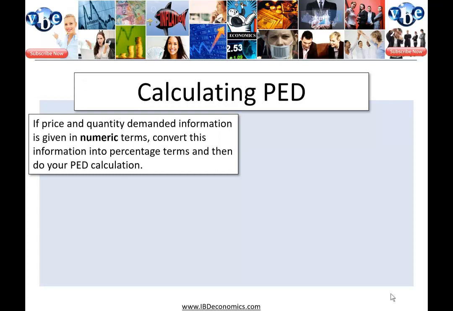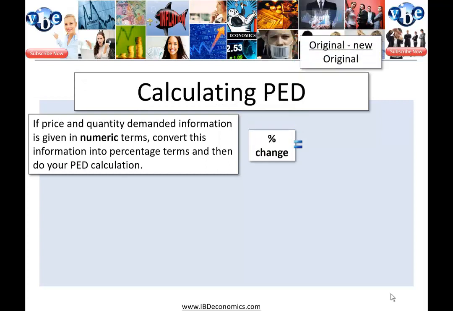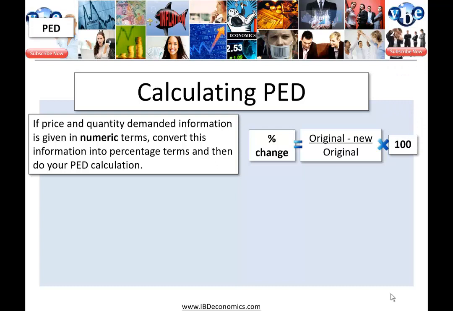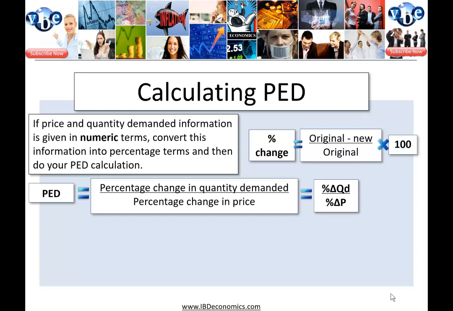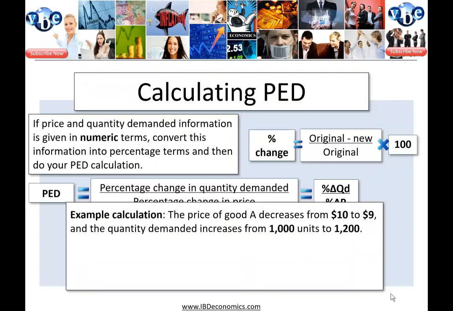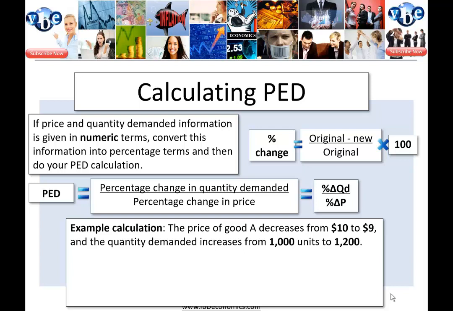Okay, but sometimes the information that is provided about changes in quantity demanded as a result of changes in price is given in numeric terms and not percentage terms. So we need to go away and calculate our percentage values before we can plug those into our PED equation. So here we are, your percentage change formula: original minus new, divided by the original, and we multiply that by 100. An example: a price of good A decreases from $10 to $9, and, law of demand, the quantity demanded increases from 1,000 units to 1,200 units.